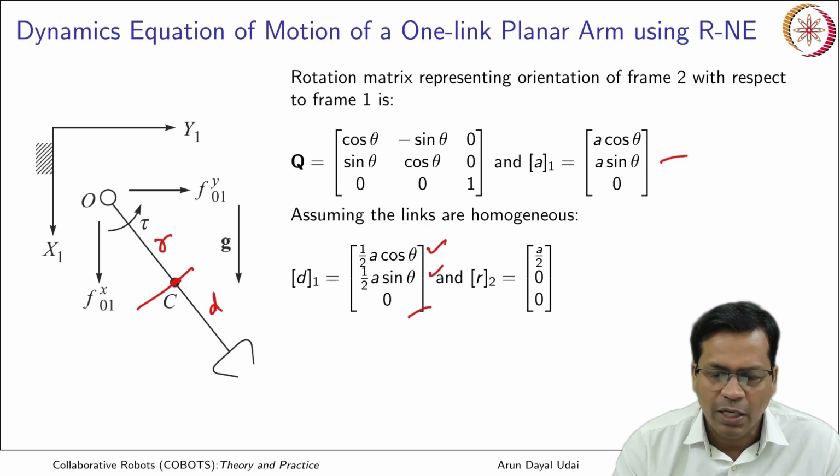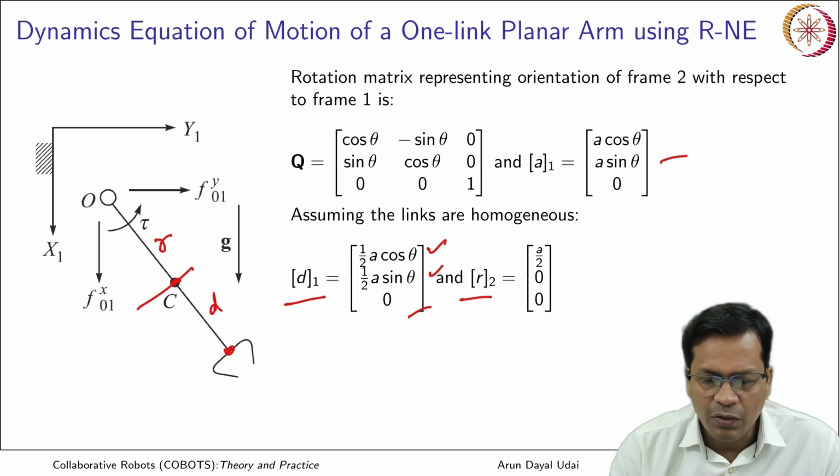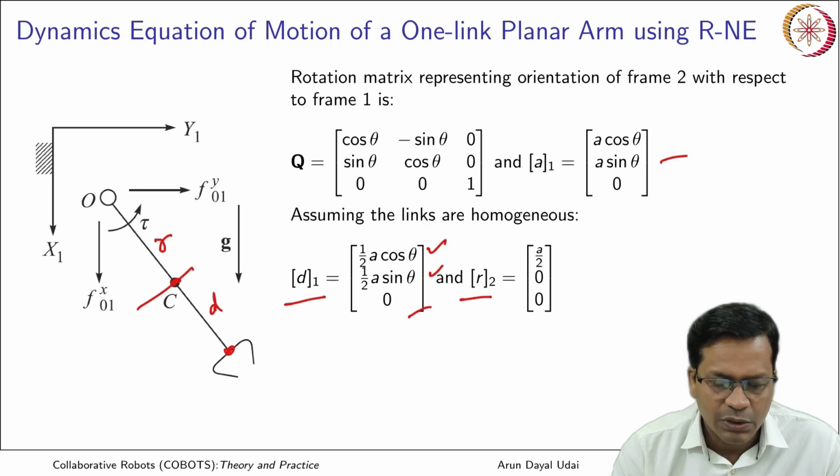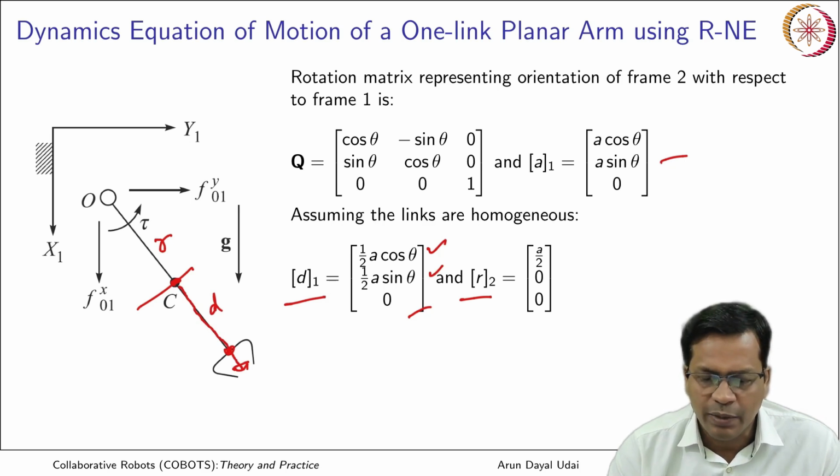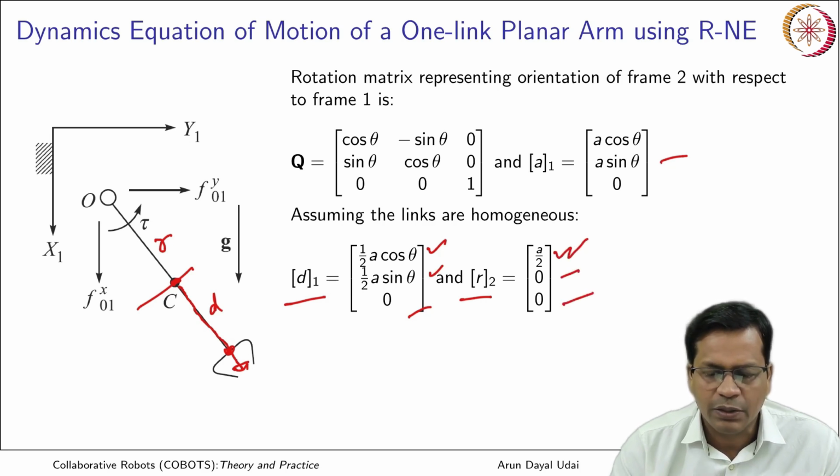So that is here, half of this is d, but r in this case is from here, so it is along x, because this is your link x axis about which A is measured. If you remember DH parameters and DH frames, it is along x. So A by 2, 0 and 0.